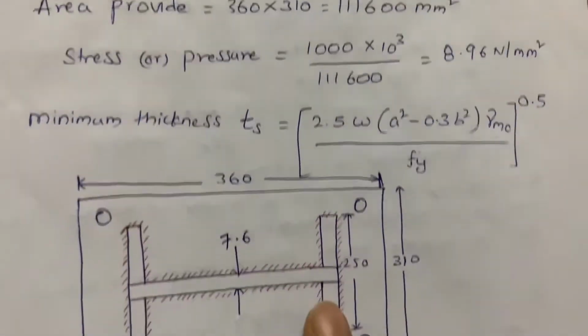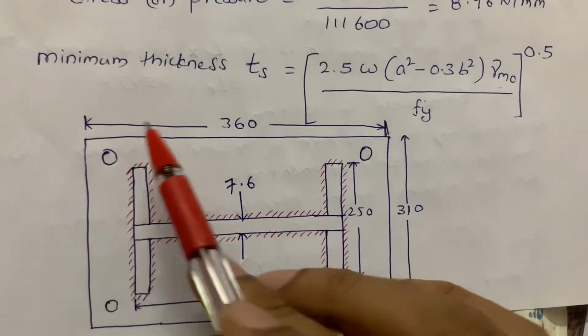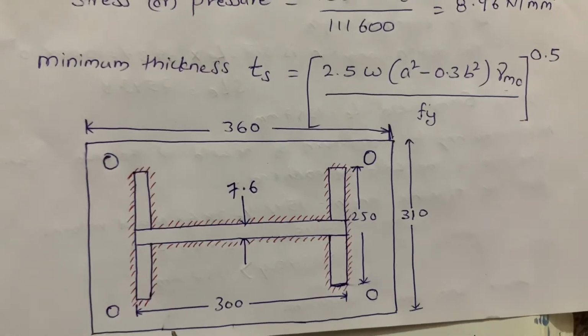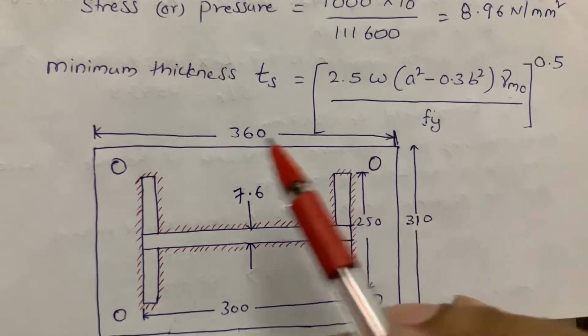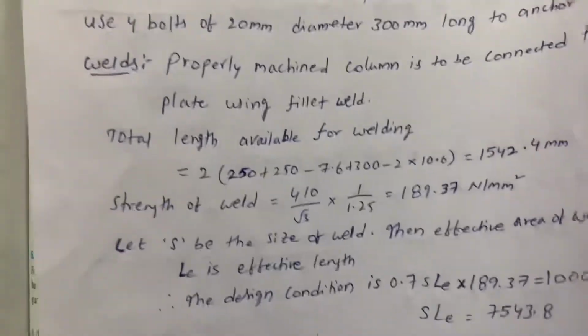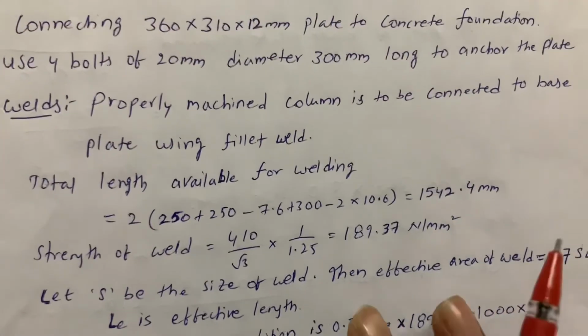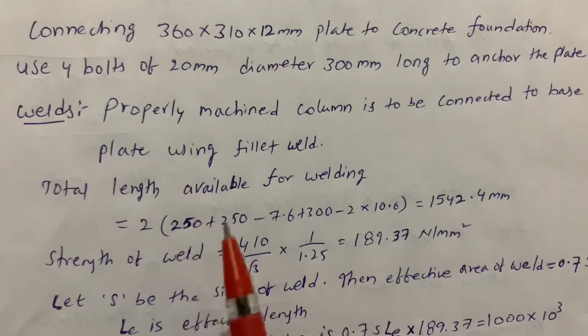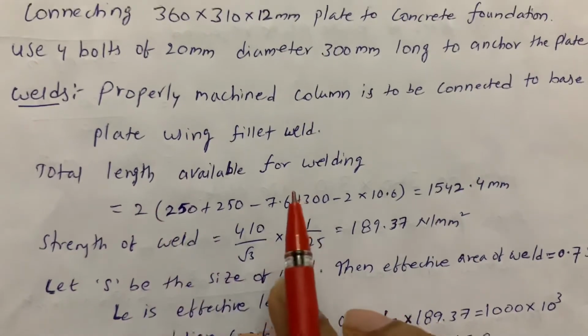So here the plate is this one. This rectangular portion is the plate. This is the size of the plate, and I am connecting it using these 4 bolts. After doing that, we need to calculate the welding portion.